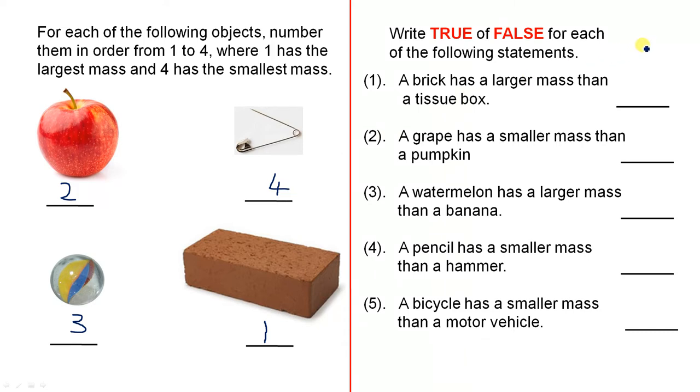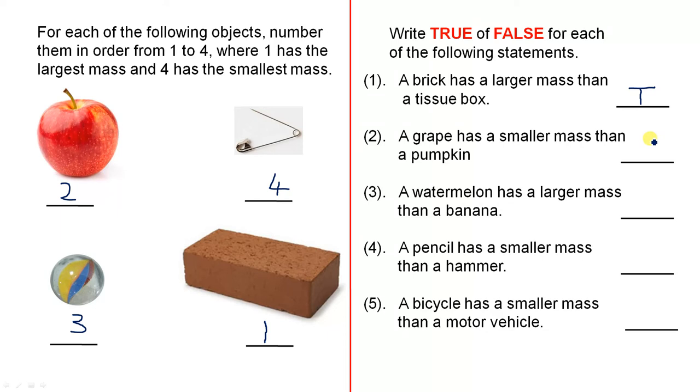Here we're going to write true or false for each of the following statements. Number 1. A brick has a larger mass than a tissue box. Now just think about which one is the heavier. So we're using the words heavy or light. So a brick has a larger mass than a tissue box, and you say to yourself, well, a brick is definitely heavier. So that is true. So we'll do T or F just to make it short. We'll just do T for true and F for false.